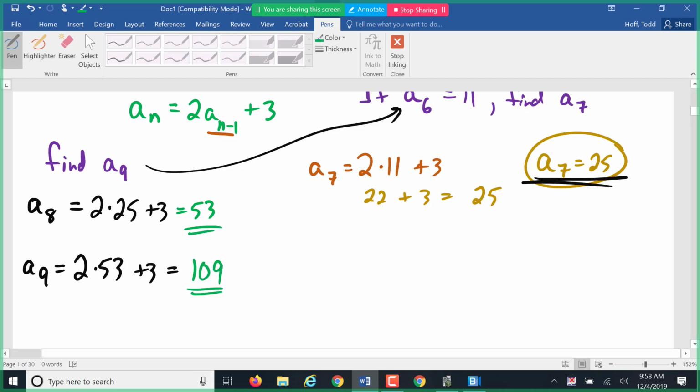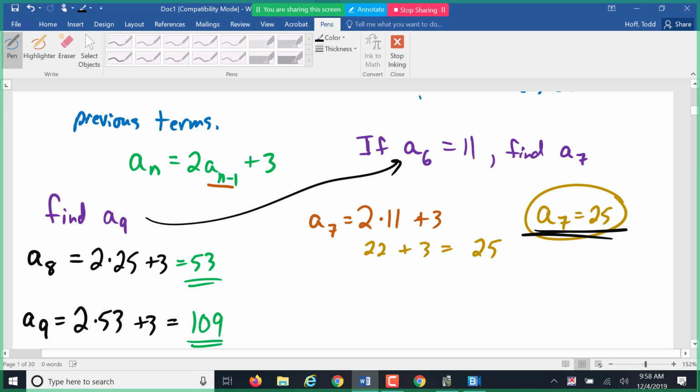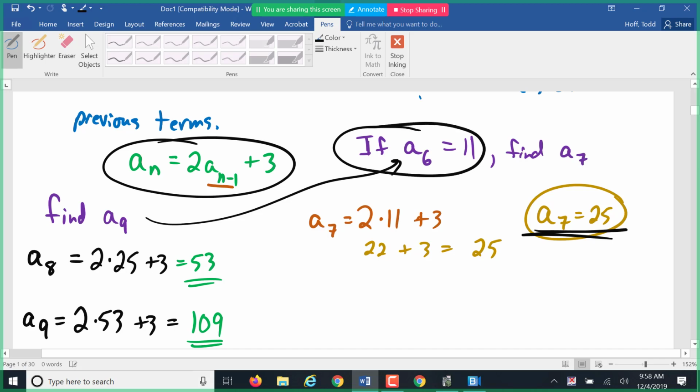One of the powers of a recursive formula. Well, let's start this way. One of the weaknesses of the recursive formula is not only do we have to have the formula, but we had to be given a starting point. Not necessarily a1, but we were told here that a6 had that value of 11. So the recursive formula itself is no good to us unless we know one of the points of the formula.